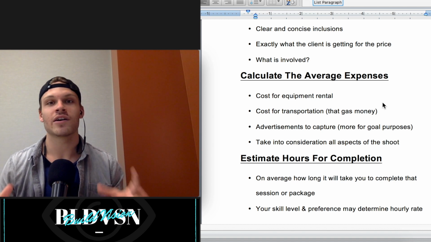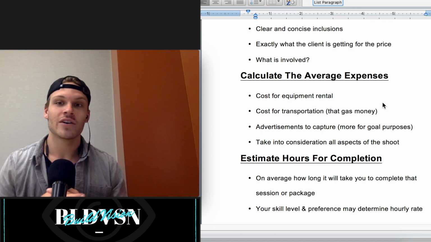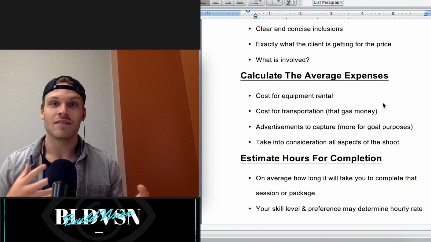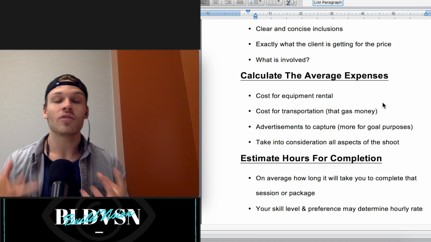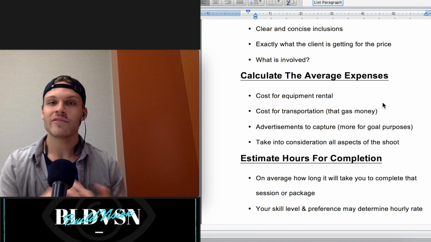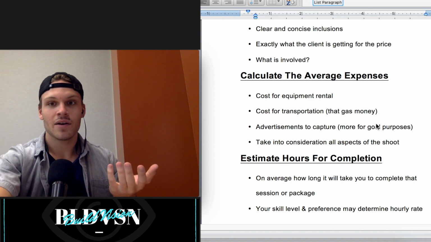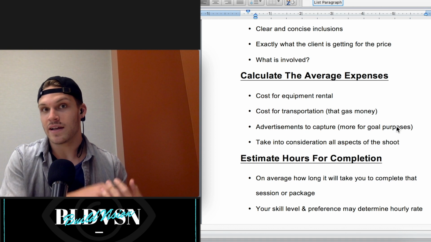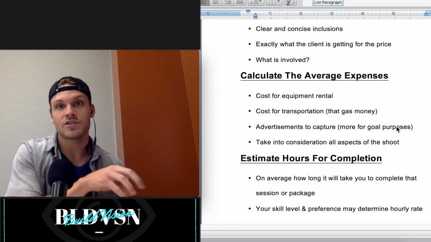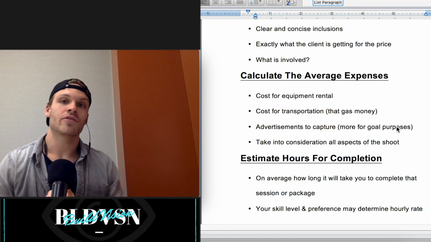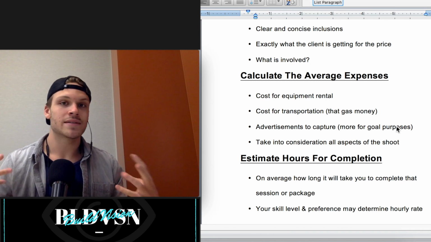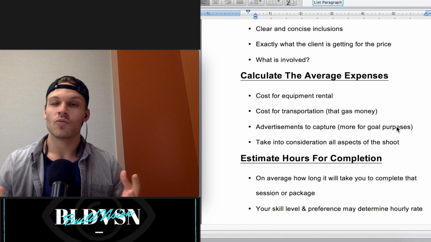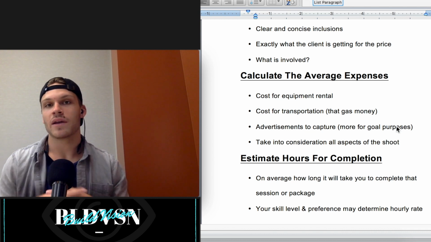If there's parking where you're going to conduct the service, or lunch that you need to purchase to do the consultation or the briefing with the client, all these aspects can come into play, not only for goal purposes and the advertisements to capture, not only for the actual session and making sure that you're getting a profit per session or per package on that particular customer, but also just overall. You can set goals, you can set annual income, to really try to strive for something.